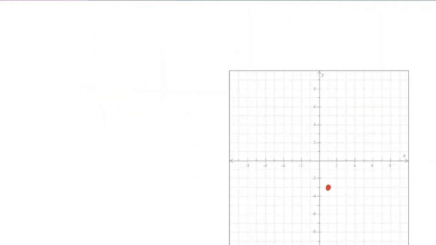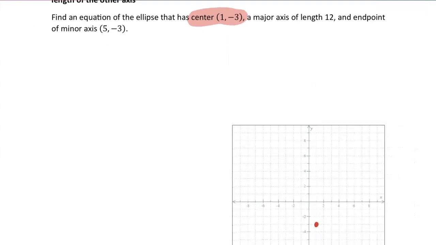Now, they did say that the major axis has a length of 12. I don't know yet which direction we should go. Should we go right, left, or up, down? So skip this for right now. Let's look at the second clue. The endpoint of the minor axis is (5, -3).